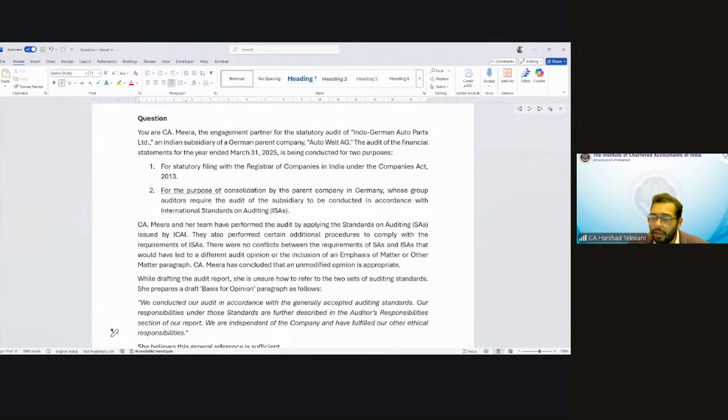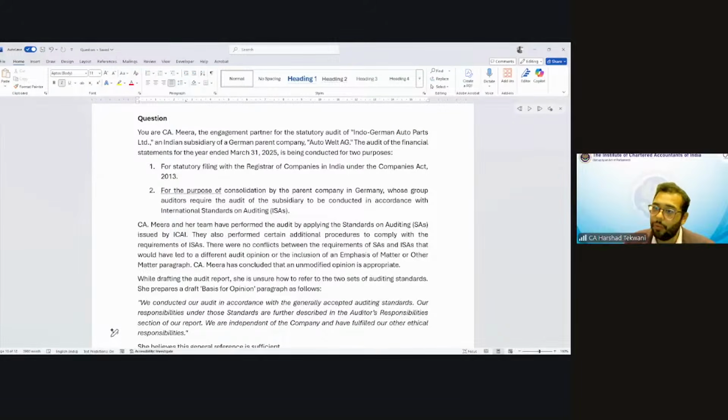Anyone? You may have an opinion that, okay, let's include an other matter paragraph specifying the other set of standards that are issued, or we should not refer to the other set of standards. There are multiple things. So how would you draft the basis of opinion paragraph here? How would you draft it? Anyone? It's pretty easy, trust me.